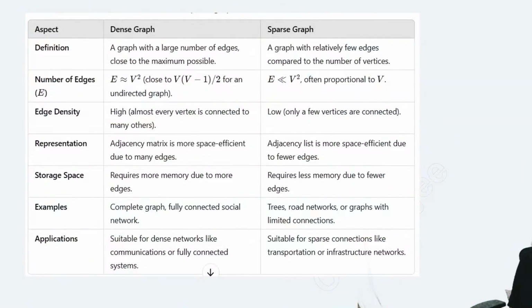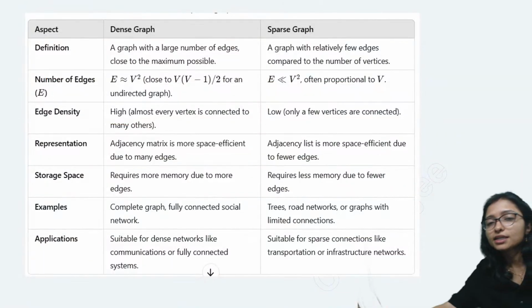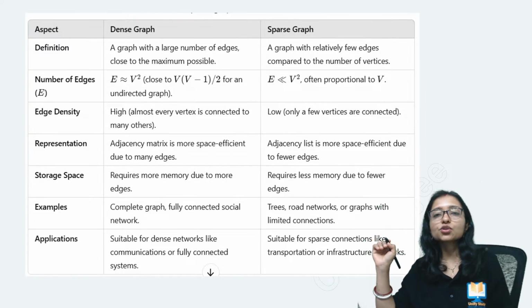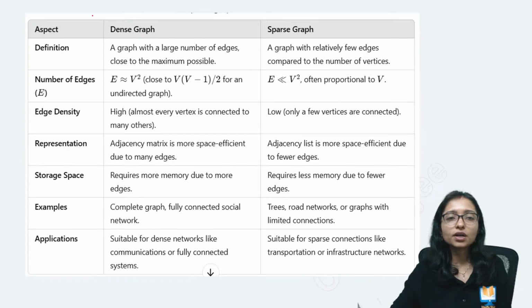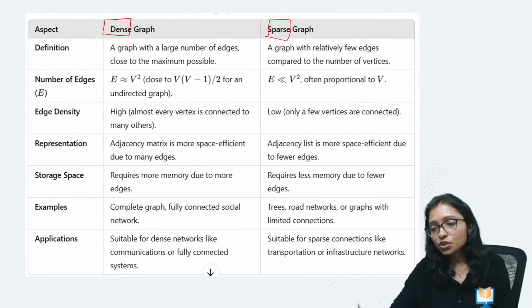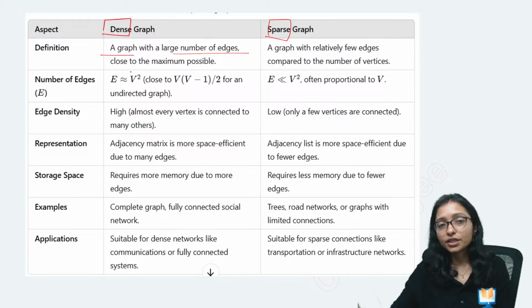Here you can see the difference between a dense graph and a sparse graph. This terminology you have seen multiple times. In indexing also it is coming, right? So a graph with a large number of edges.